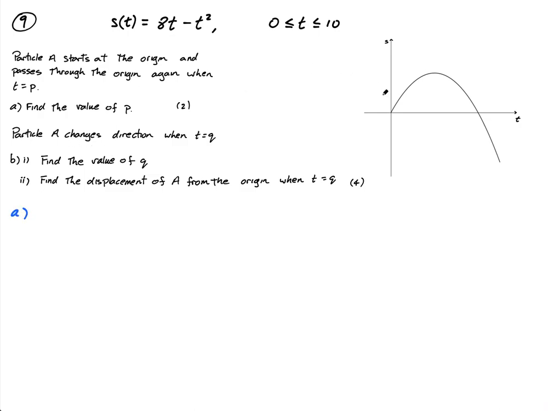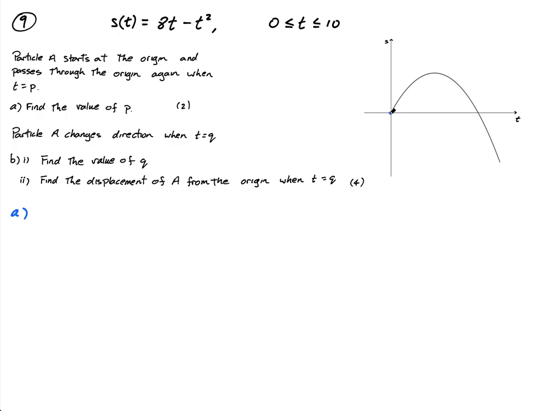Now, this is the curve of the function, and this is the function. S of t is 8t minus t squared. So t is obviously time, s is displacement. So be very careful, guys. Often you get a velocity time graph. This is a displacement time graph. So the y-axis gives you the displacement from the origin.